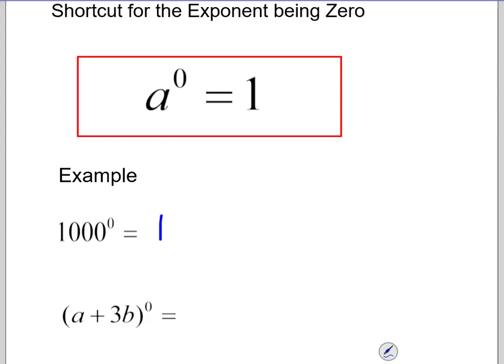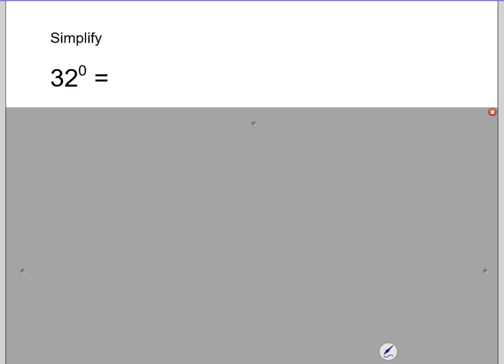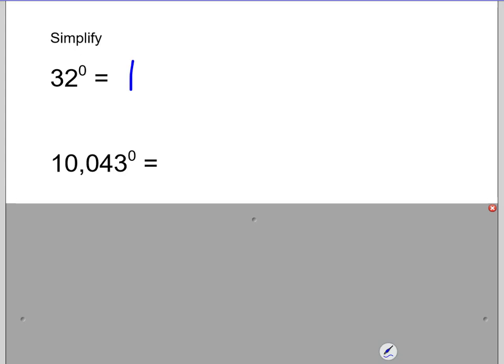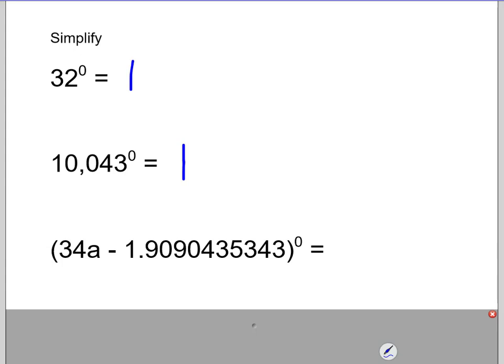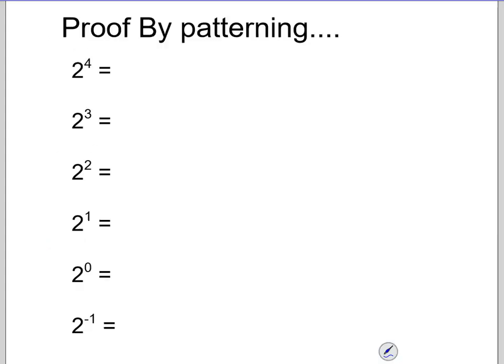This crazy looking term down here, a plus 3b, all in the bracket to the exponent 0, is 1. That's simple. Okay, so let's see if you can do it. Ready? 32 to the exponent 0. Shout it out. 1. Awesome. 10,043 to the exponent 0. 1. You got it. Oh, this crazy looking expression. Everything inside doesn't matter. As long as it's a bracket to the exponent 0, it's 1. That's the easy rule.